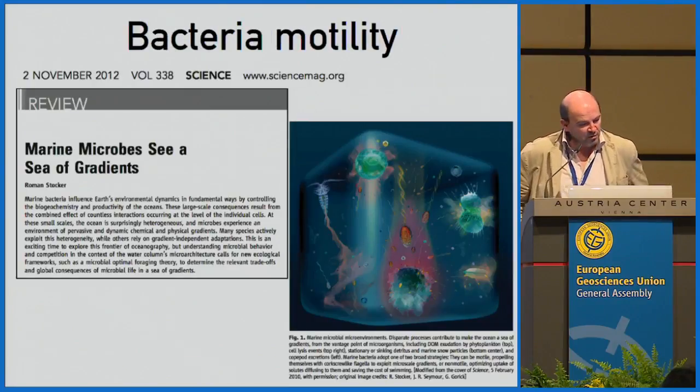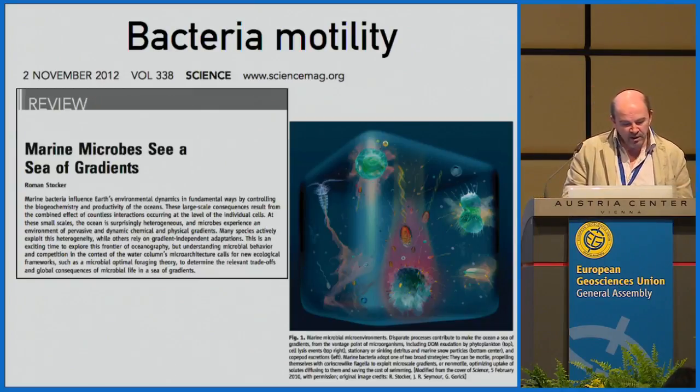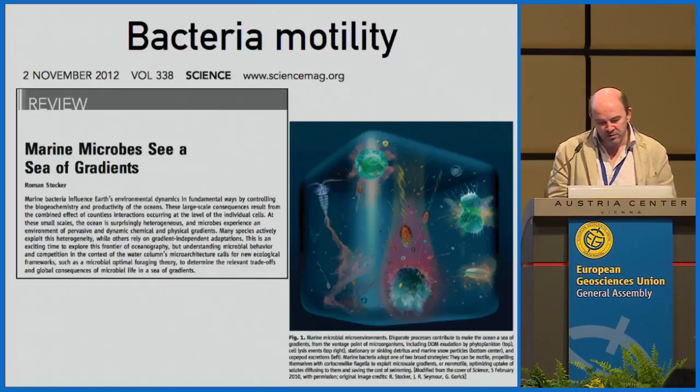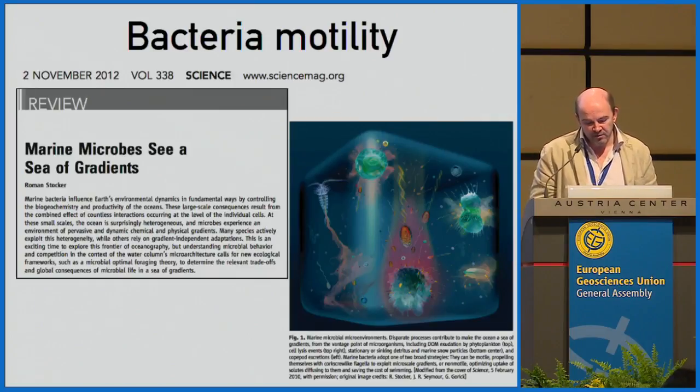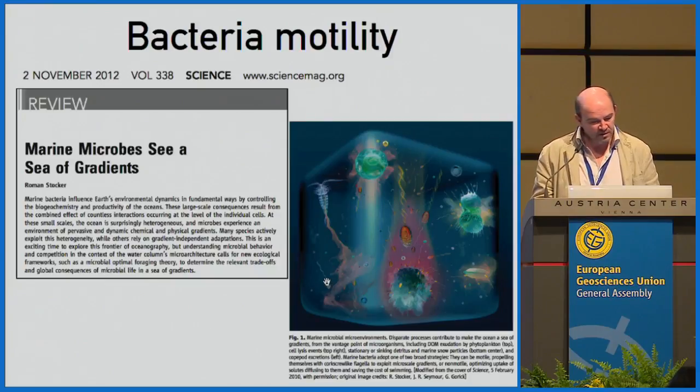Going even to smaller scales, there are some studies looking at bacterium motility in relation with turbulence. I put here only an example which appeared three years ago, a review paper looking at marine microbes. They mention marine microbes in a sea of gradients, and the gradients are produced by different organisms. There is a whole world here to explore and to look at the variability, even at these very small scales. There are not so many studies in this field. I just gave a few examples.